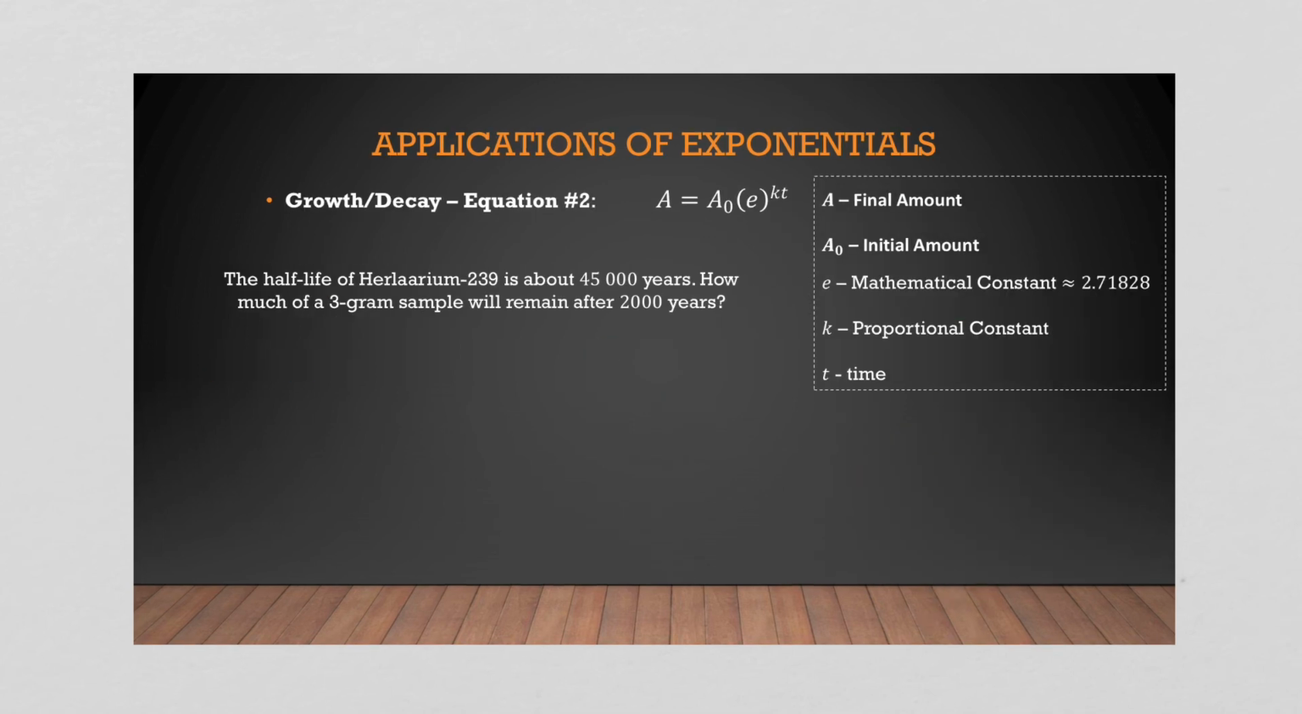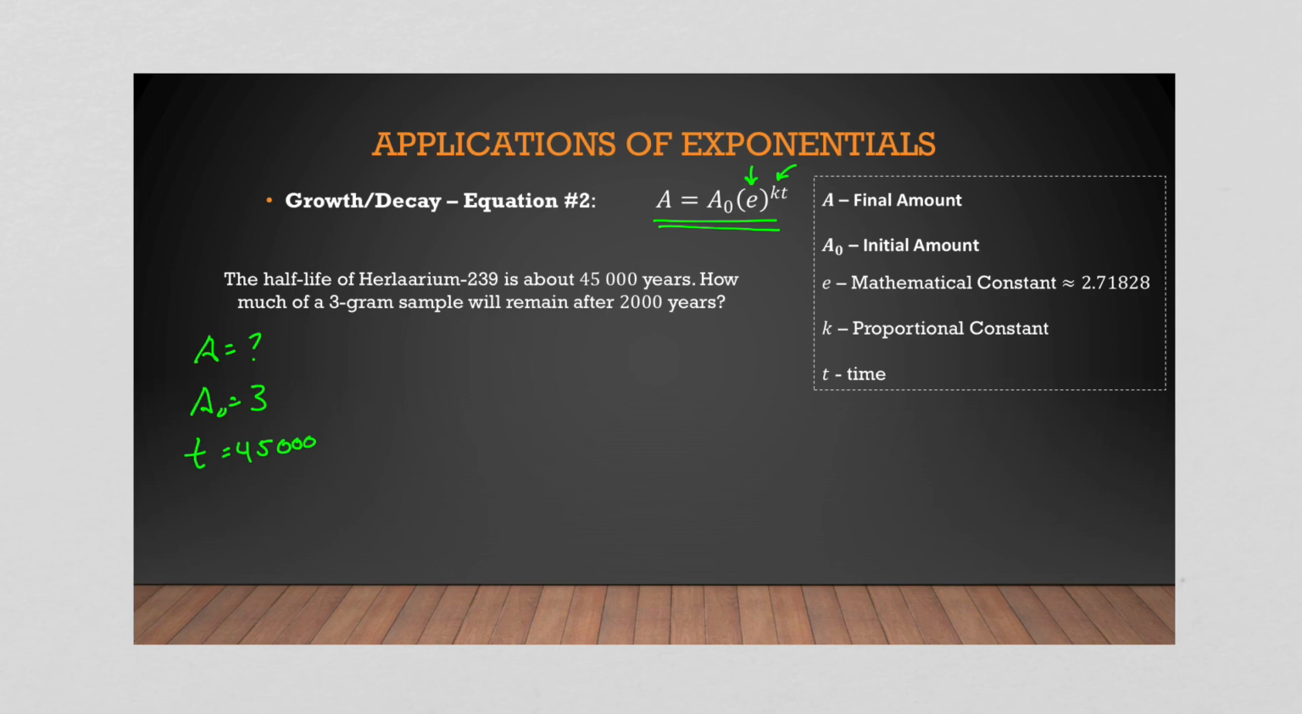Let's do one more and I'll introduce you to the other equation. The difference with this equation is we have the constant e and we have a letter k, which is our proportional constant. You need to actually solve for the proportional constant first. This isn't going to make sense necessarily until you get into logs, but then you'll see how we use it regularly. First, we know again that A naught is 3, but I only have one time this time. What's my time in this scenario? My time is 45,000 because that's how long it takes for the half-life to occur.